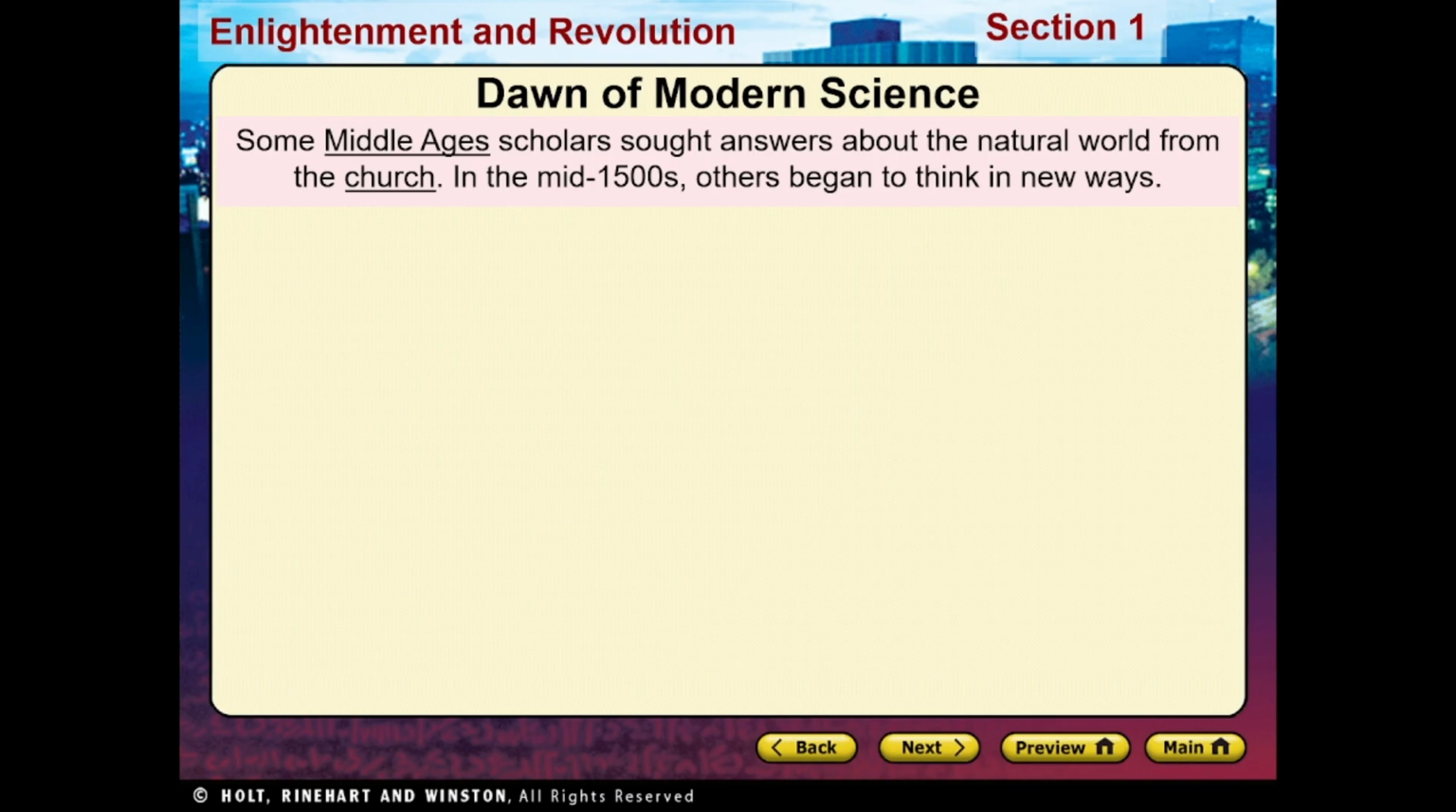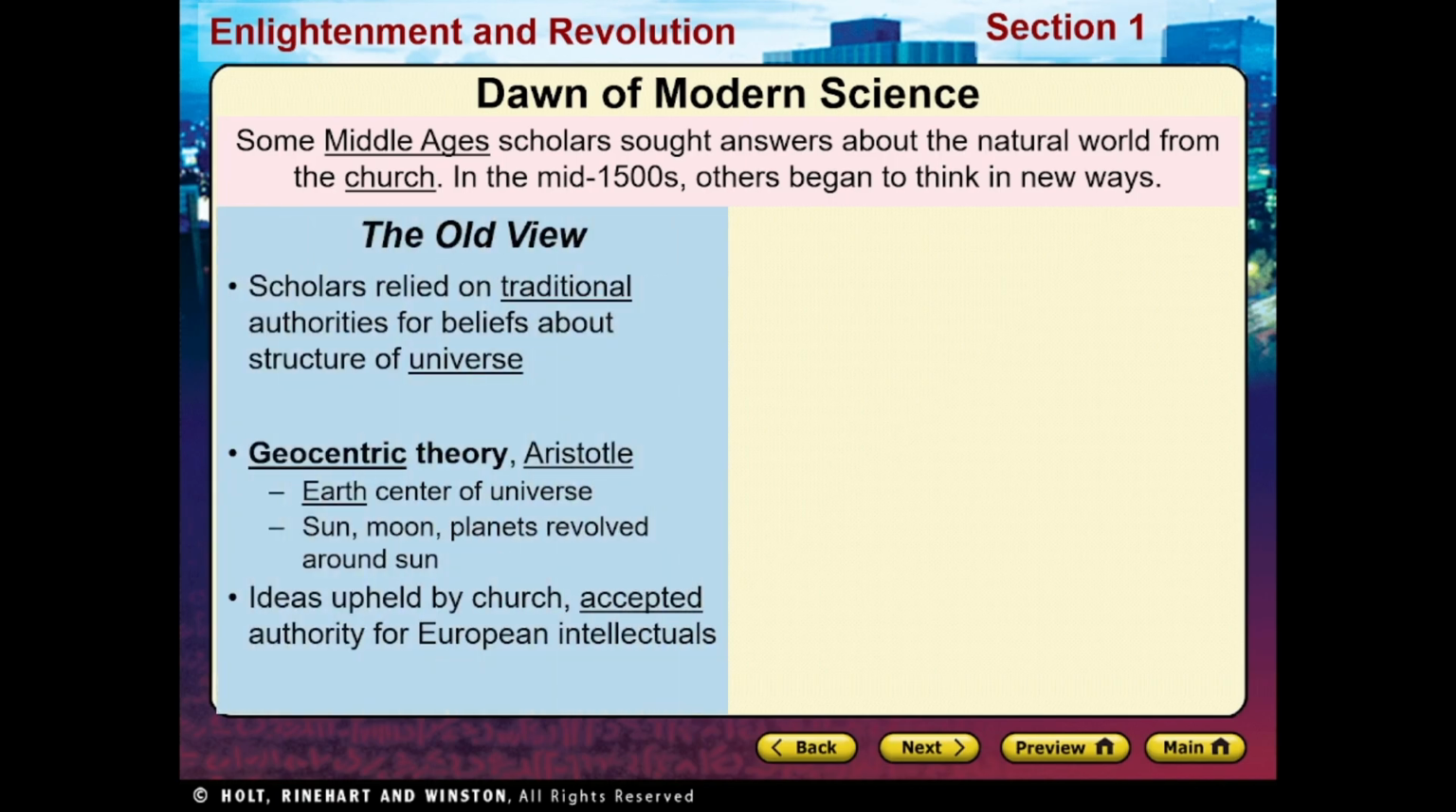Some Middle Ages scholars sought answers about the natural world from the church. In the mid 1500s, others began to think in new ways. So the old view: scholars relied on traditional authorities for beliefs about the structure of the universe. In the geocentric theory, according to Aristotle, Earth is the center of the universe, and the sun, moon, and planets revolve around it. These ideas were upheld by the church and accepted as authority by European intellectuals. That's according to the old view.